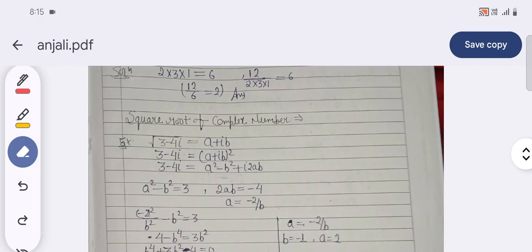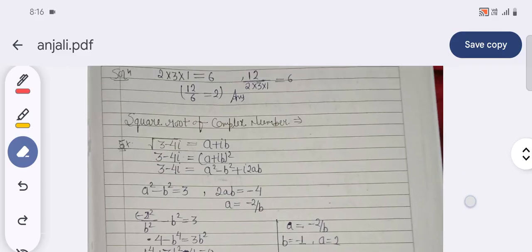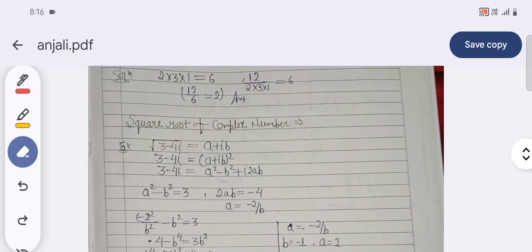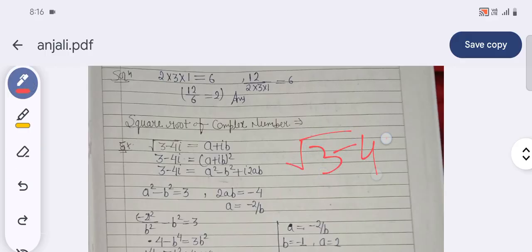And the next heading is square root of complex number. How will we find out the square root of any complex number? Okay, so we will solve an example, and with the help of this example you can easily understand how we will find out the value of the square root. Okay, so in this example you have given a complex number, root of 3 minus 4 iota. Okay, root of 3 minus 4 iota.